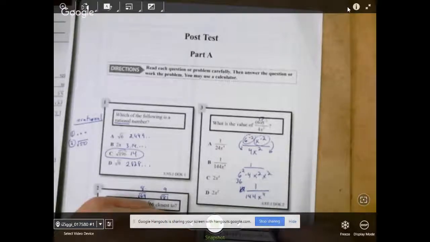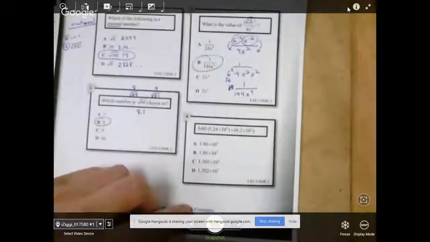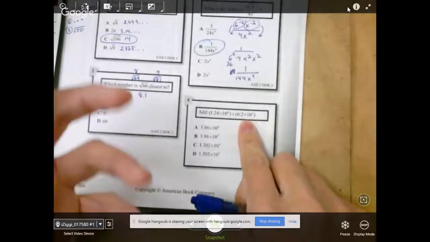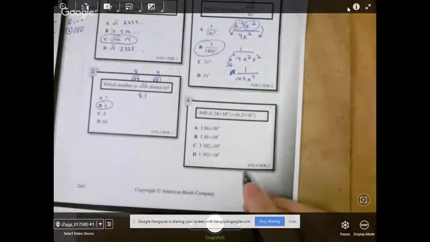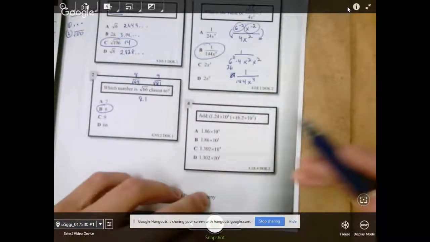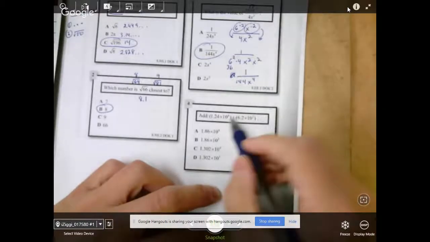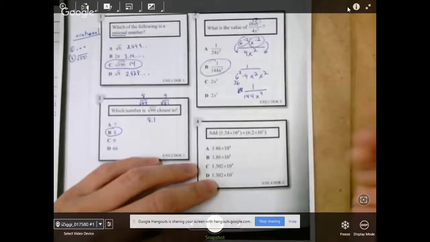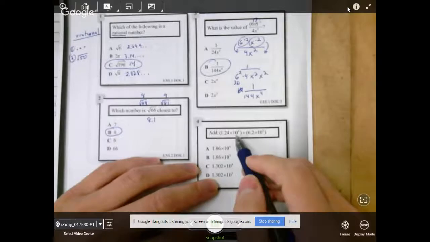Okay, number 4, you could have done this just in the calculator. To do this mathematically, for addition and subtraction, you need the same exponent in order to add and subtract. It actually doesn't matter which one you choose. I'm just going to go ahead and do this one. I'm going to change this 10 to the 4th to a 10 squared.